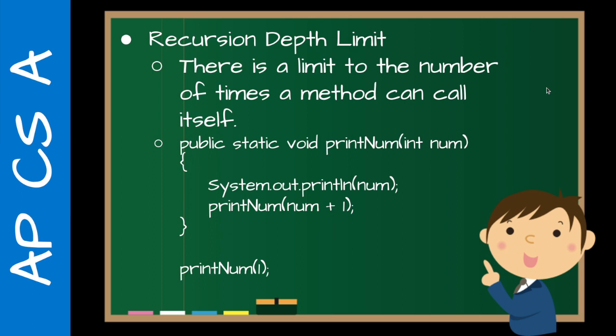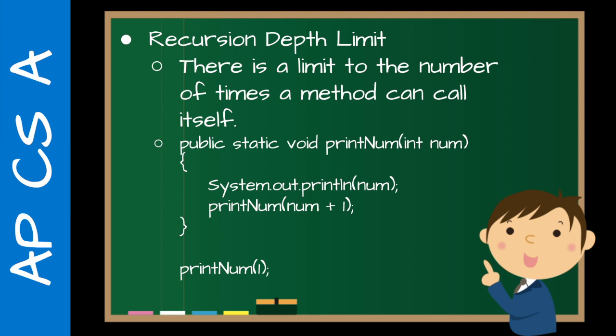Okay, now the recursion depth limit. I mentioned that a little too soon. So the recursion depth limit: there is a limit to the number of times a method can call itself. On my computer, it was around 12,000, I think. Check my book, the exact number was there. But that probably varies by system or settings, I would imagine.